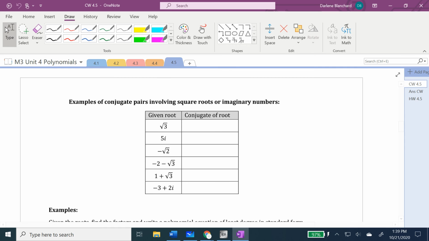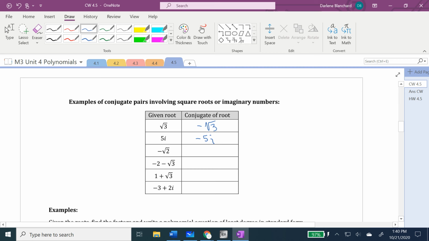Now, I need to make sure you understand what the conjugate is. So, the positive square root of 3 has a conjugate partner root, and that would be negative root 3. If you have the root 5i, you must also have the root -5i.